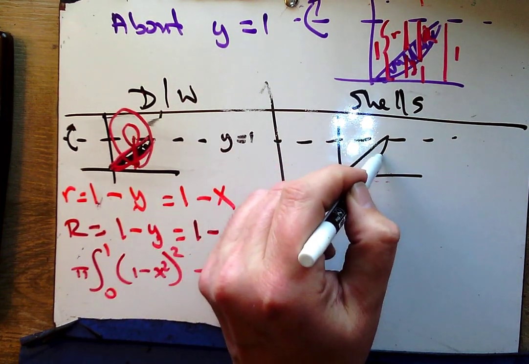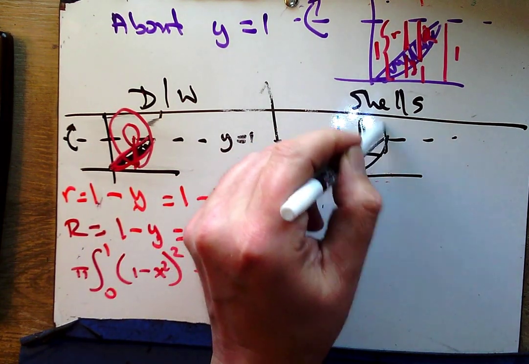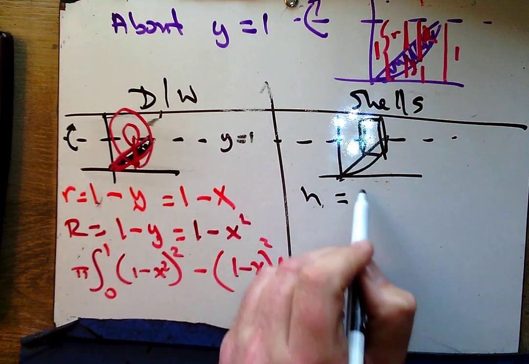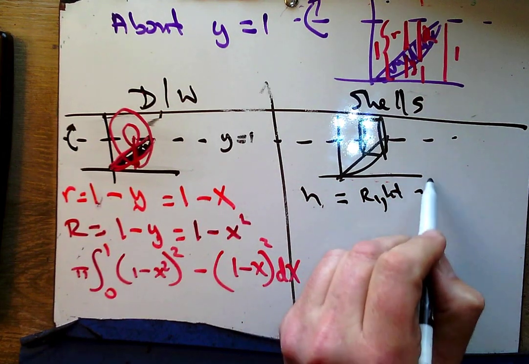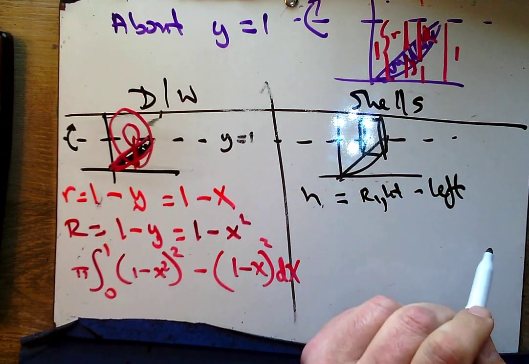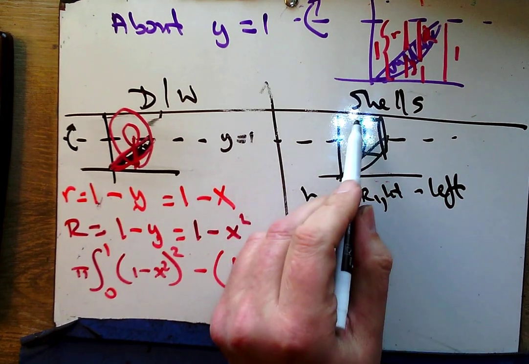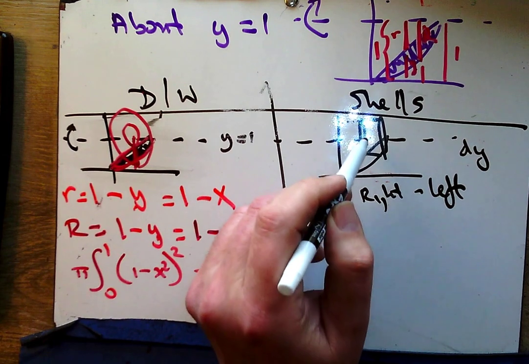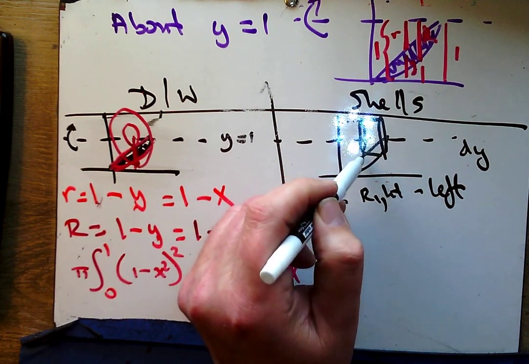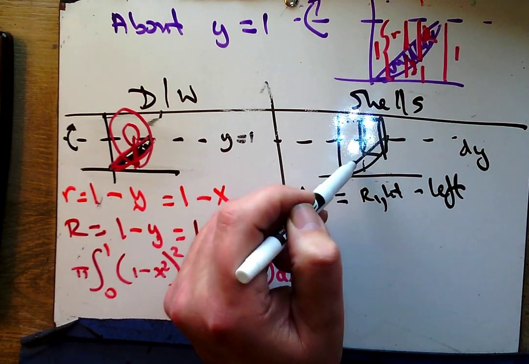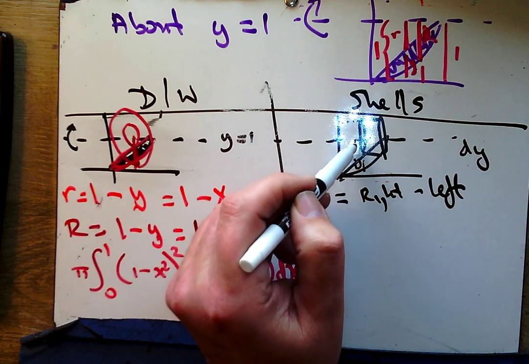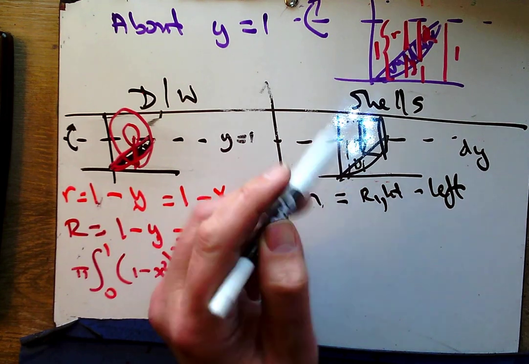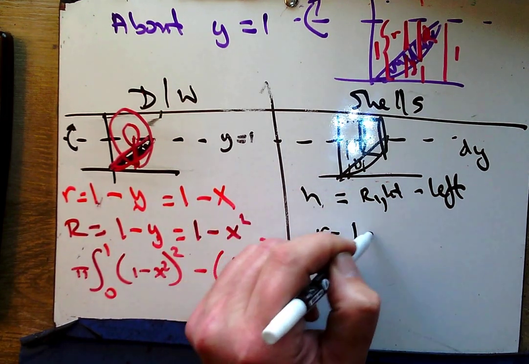Rotating here, and draw something parallel to the axis of rotation. So it looks like height is right minus left. Okay, and that's definitely going to be a dy. I need my radius. This distance is y. This distance is r, and this is 1. So r equals 1 minus y.